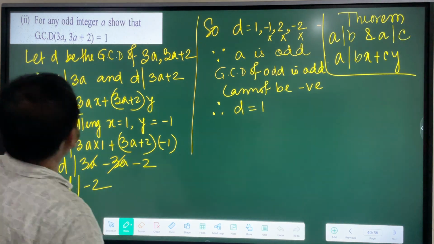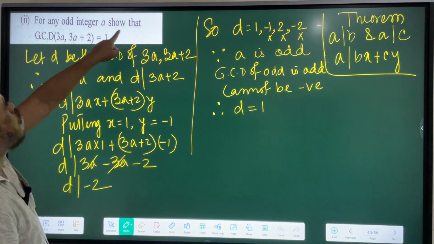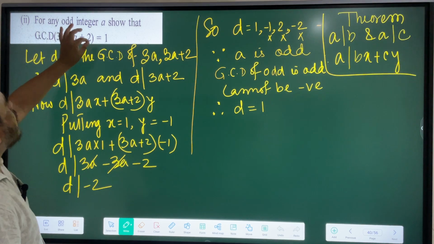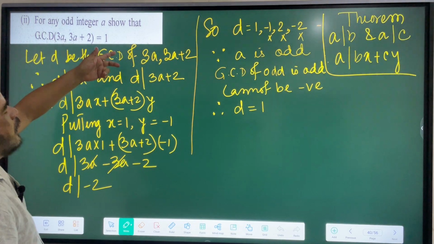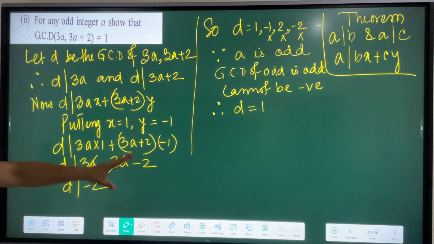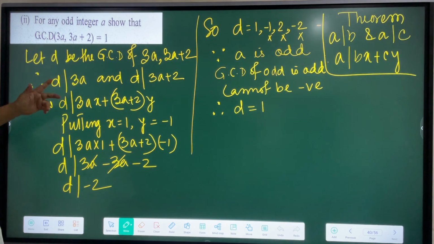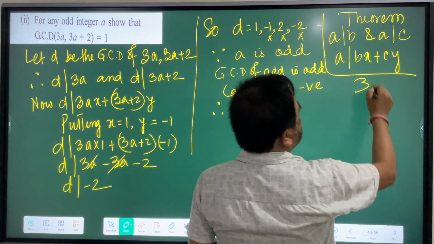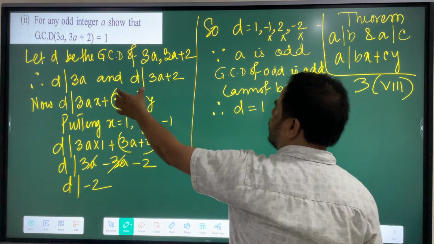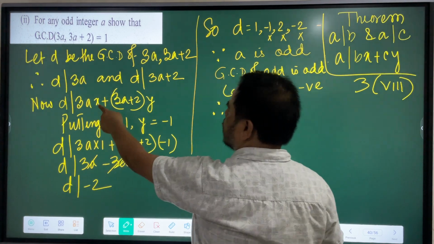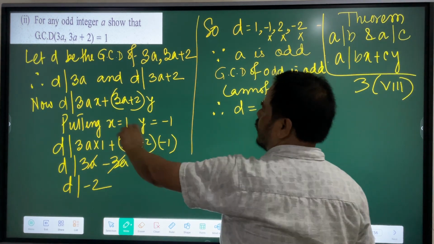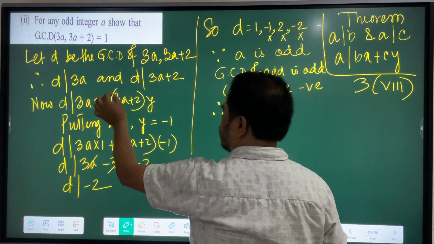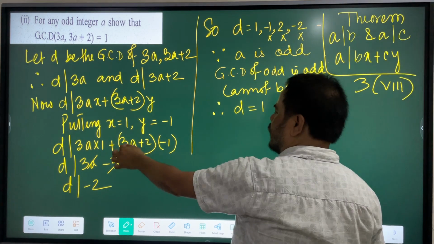Number 2. For any odd integer a, show that the GCD of 3a and 3a plus 2 is 1. Like the previous sum only, I have done it. You can pause the video and note it down. Odd integer, so 3a. Similarly, the same theorem, theorem 38, we have to apply. Here x equals 1, y equals minus 1, because 1 into 3a is 3a, minus 1 into 3a is minus 3a, so that they get cancelled.